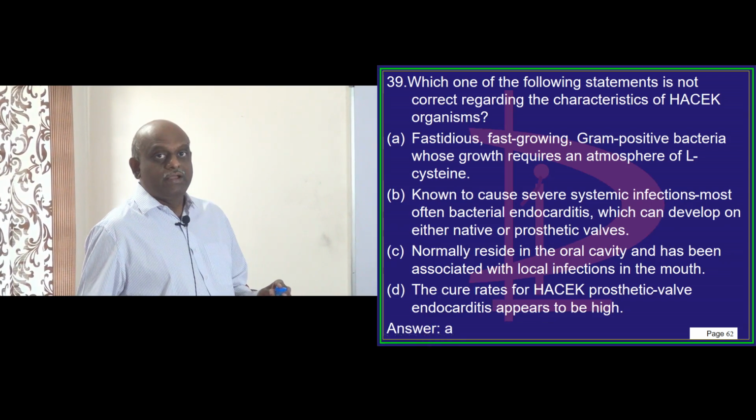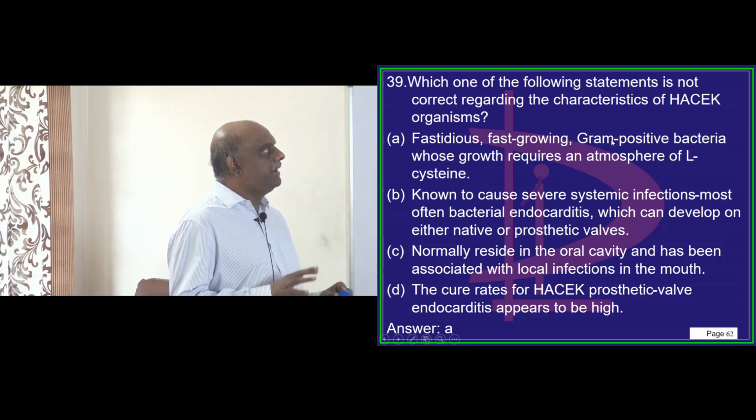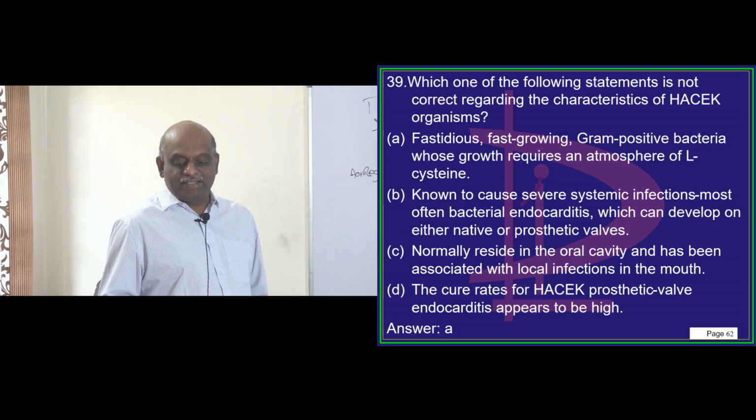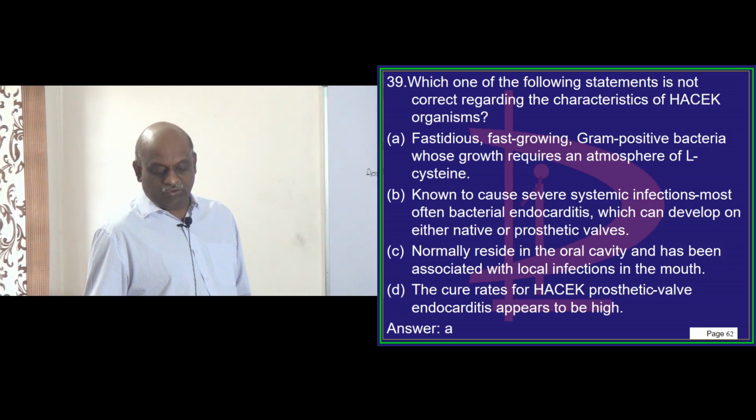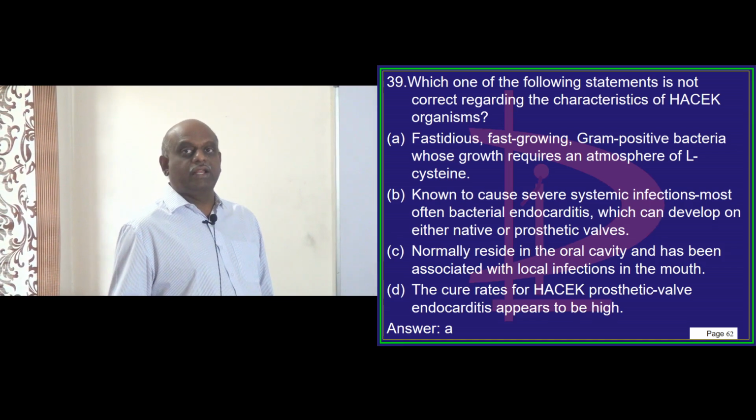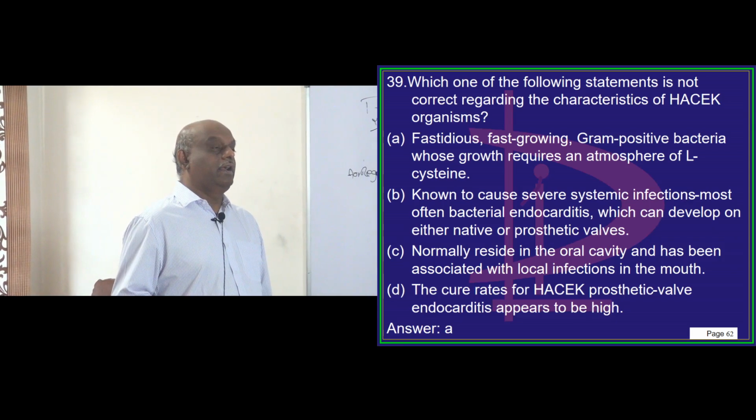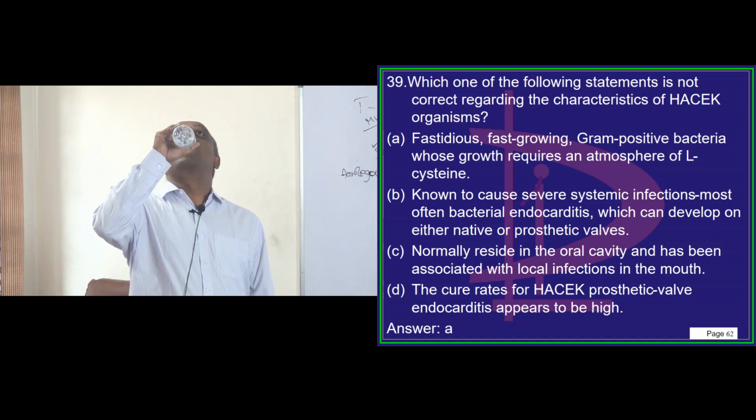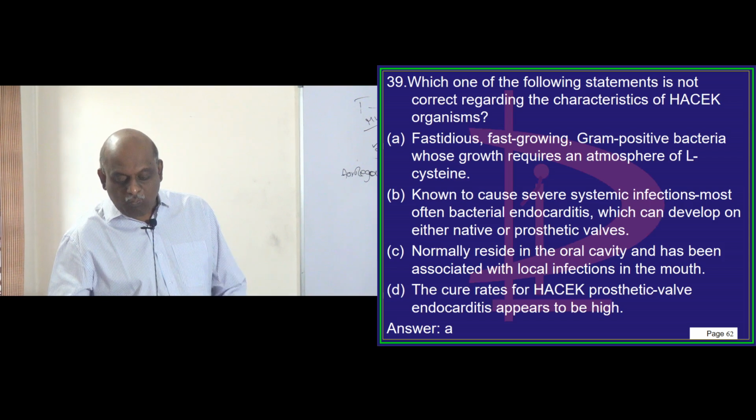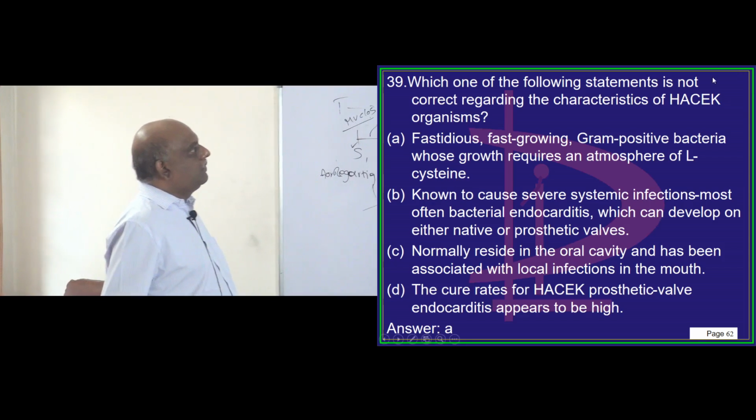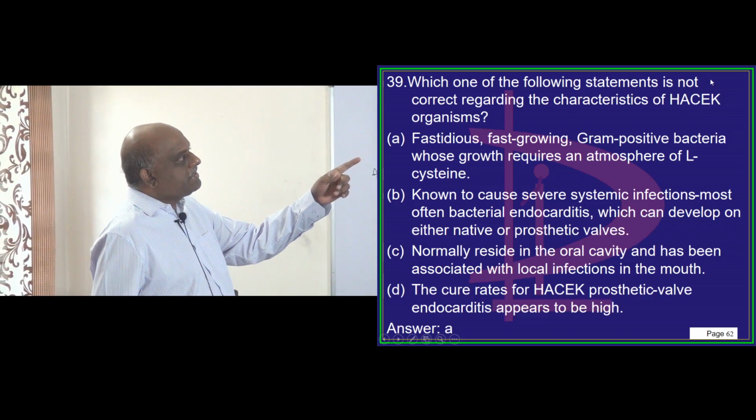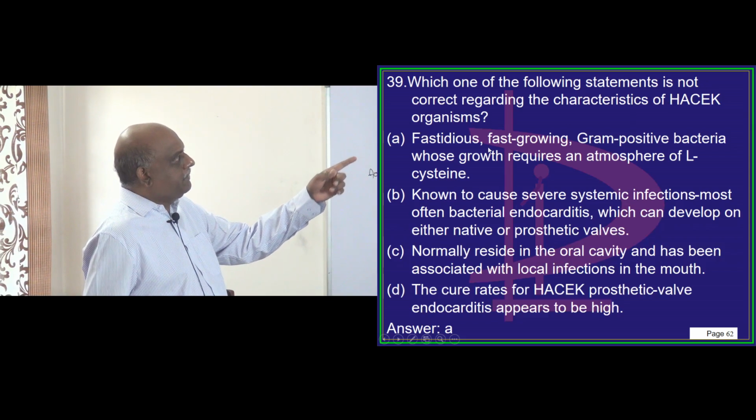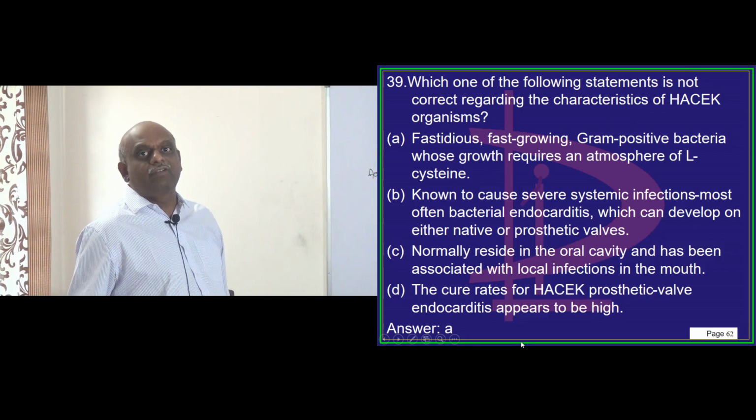I don't know why. They are fastidious, slow growing, gram negative, whose growth requires an atmosphere of CO2, is what you need to remember. Only Kulkarni Sai Charan lastly delivers his opinion when everyone has gone wrong. Good. So NOT is the exception, it is not the description of the HACEK. Otherwise B, C, D, everything is correct.